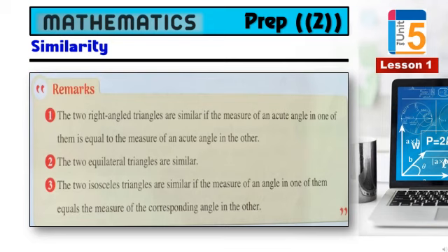Okay, my dear students, these are important remarks about the similarity of two triangles that we should know. Number 1, two right-angled triangles are similar if the measure of an acute angle in one of them is equal to the measure of an acute angle in the other. Number 2, two equilateral triangles are similar. Number 3, two isosceles triangles are similar if the measure of an angle in one of them equals the measure of the corresponding angle in the other.